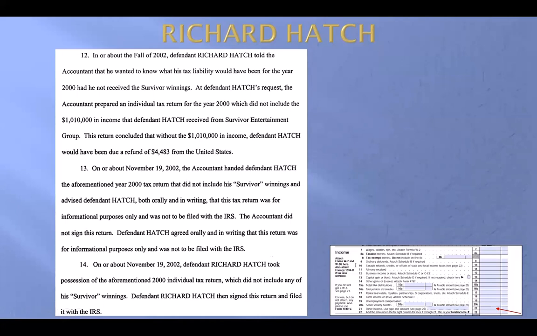On November 19th, so now you can see we are pretty much, how much late with this tax return? A year and a half. We're more than a year late, yes. On November, the accountant hands Hatch the return, which excludes Survivor. She tells him orally and in writing, so I'm not sure how you can be more clear than orally and in writing, that this was for informational purposes only. Hatch agreed orally and in writing.